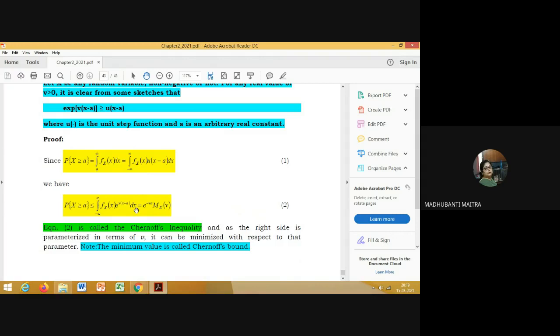Do you get my point? Yes, ma'am. So that is nothing but, by definition, M_X(v). Yes. So this inequality, that is probability X greater than or equal to a, will always be less than or equal to this, is known as one form of Chernoff's bound.